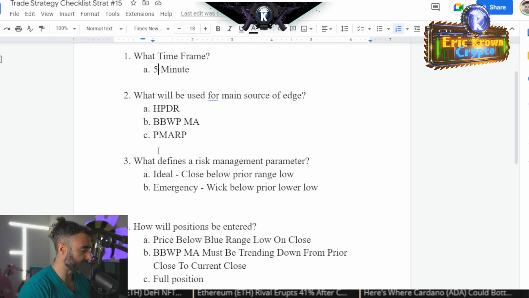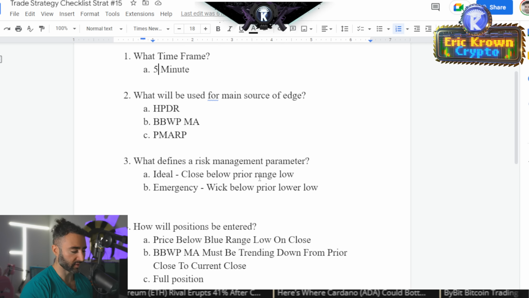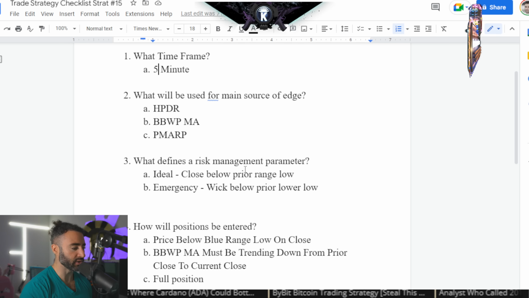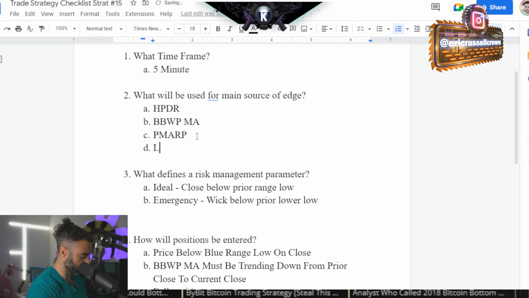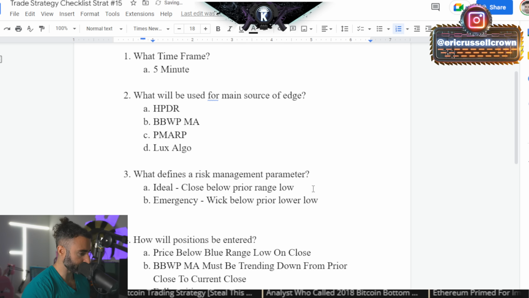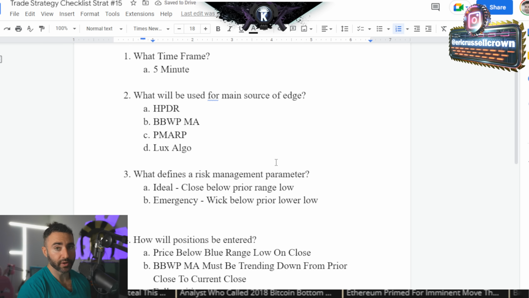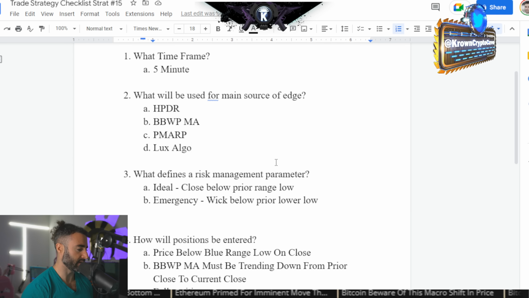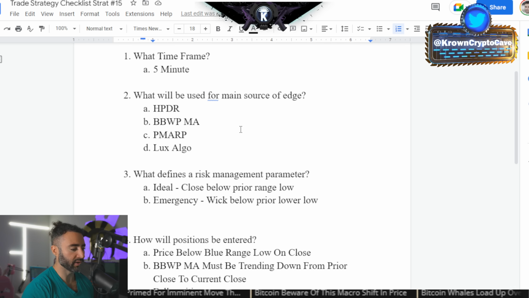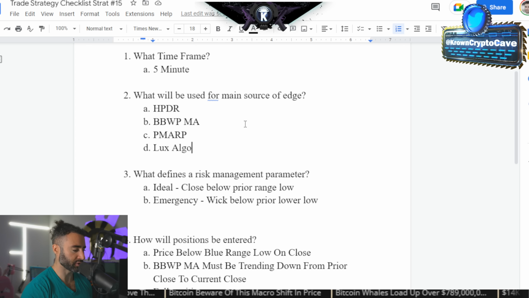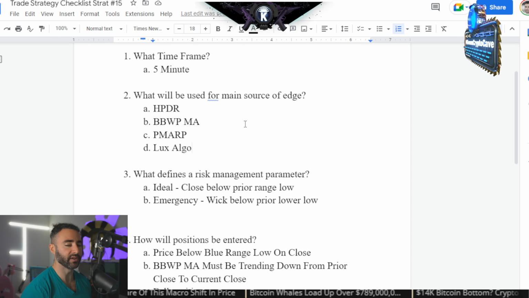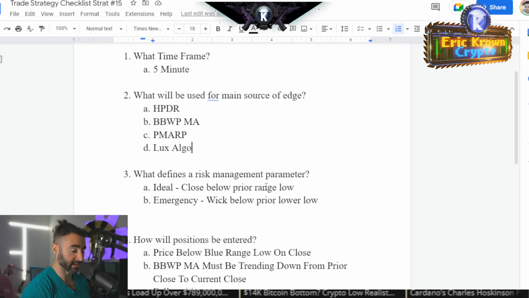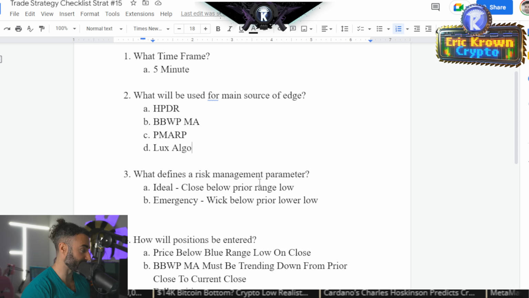But fair enough. Anyways, what defines a risk management parameter? So ideally, we want to see a closure below the prior range low. We can use the Lux algo for this, so I'll even put this in. So we can use that. Or if you know how to plot ranges yourself, you can do it that way as well. The key is that you are consistent with it. Emergency, a wick below the prior lower low on the actual trend. Didn't happen once in testing, but as always, need an emergency condition because black swans are a non-zero probability and not wise to mess around with.